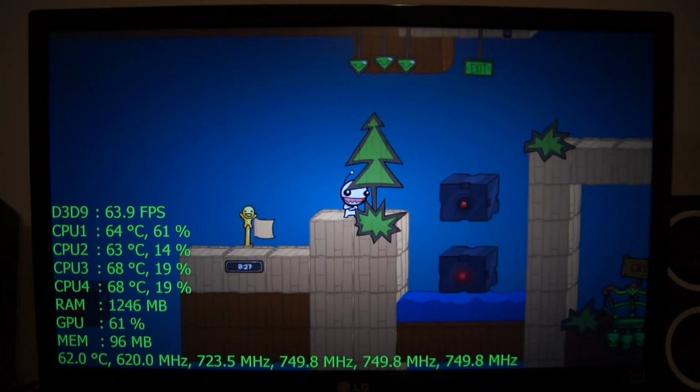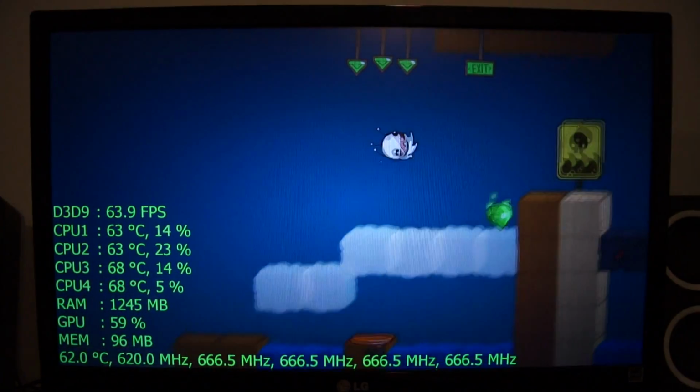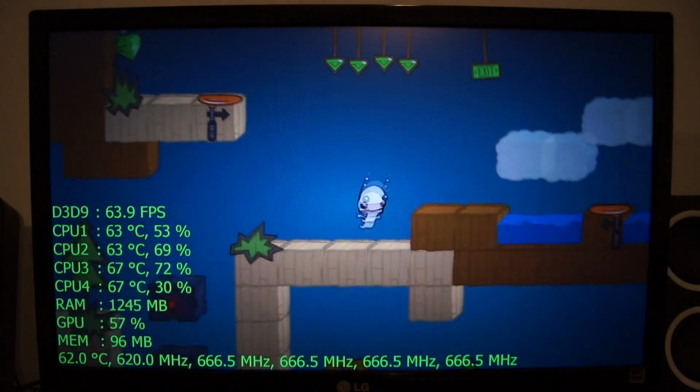CPU cores and GPU are about the same temps. It's good to see the GPU max out at 620 megahertz. And since the CPU is being utilized so little, the core clock speeds are really low.